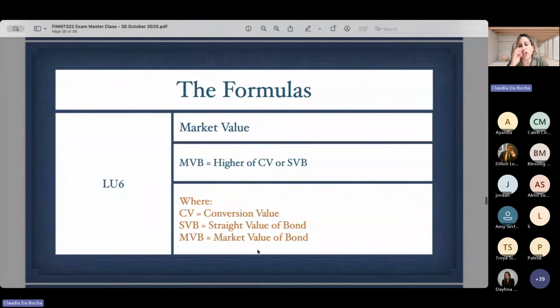Right, so the market value of a convertible financial instrument is the higher of your conversion value and your straight value of the bond. Okay, that is your market value. So if you get a question asking you to do that, you must make sure you do the higher of.